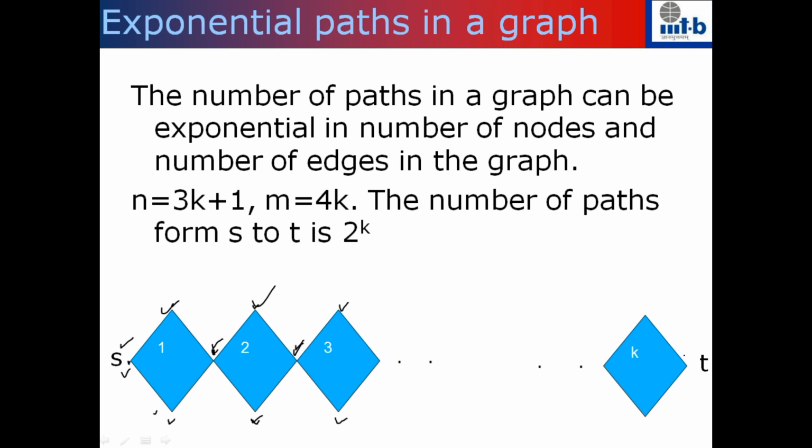4k. But the number of paths from S to T is 2 to the power k. So if you want to write k in terms of m and n, you can read this statement as the number of paths from S to T is 2 to the power m by 4, or you can also read it as the number of paths from S to T is 2 to the power (n minus 1) by 3.